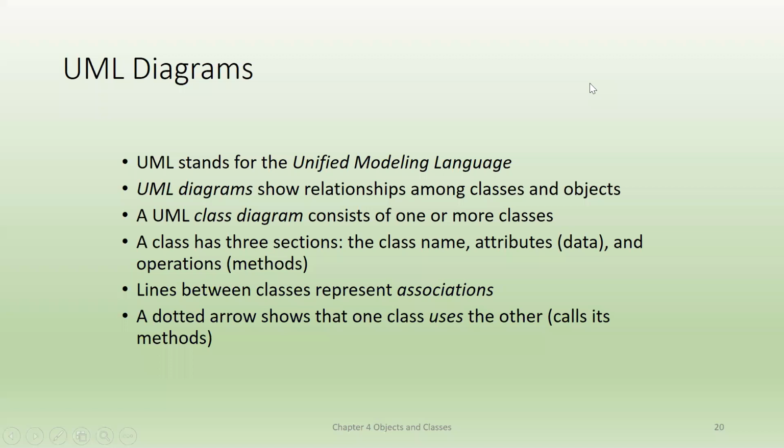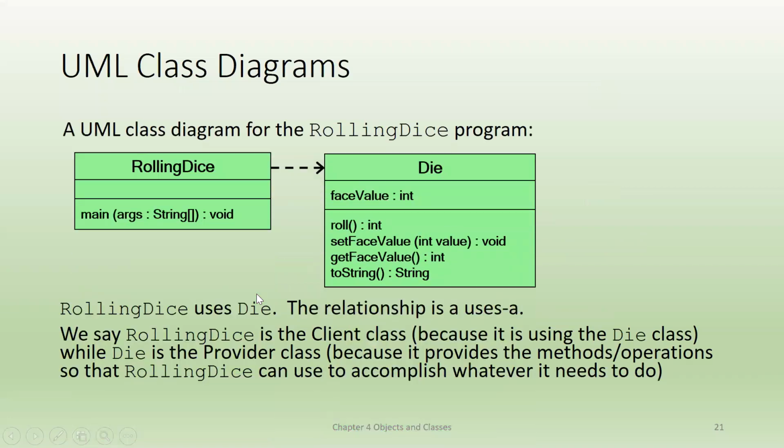Human languages are very ambiguous. You can interpret them multiple different ways, but with a diagram, you look at it and it has one interpretation. That's why we use UML diagrams. So a UML class diagram consists of one or more classes. Let's look at it. This is a UML diagram. And this one is a class. This is called a class.